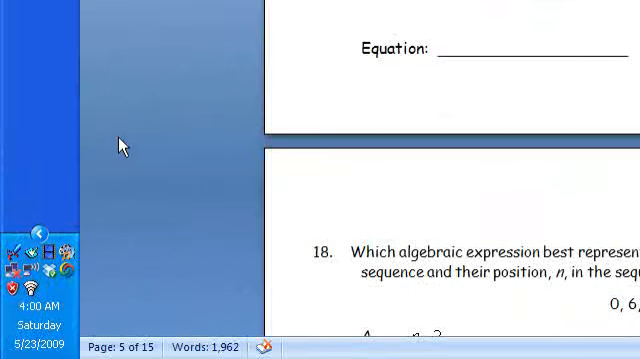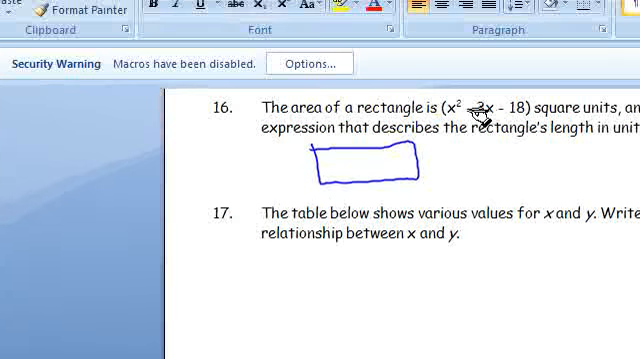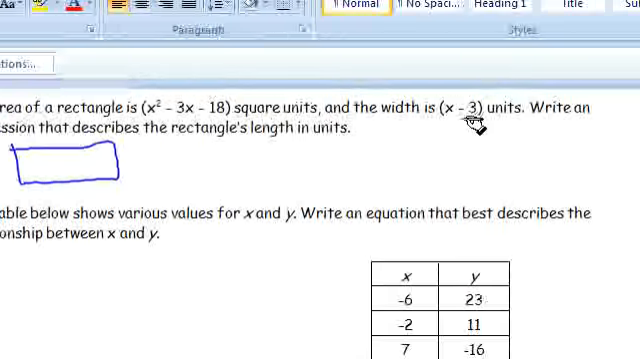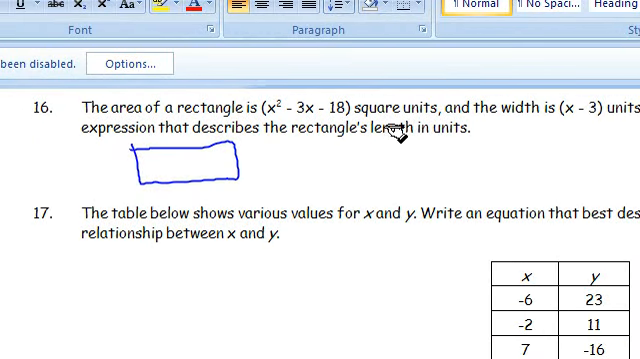Alright, area. Area of a rectangle. Let's see here, x squared minus 3x minus 18 square units. We know the width is x minus 3 units. Write an expression that describes the rectangle's length in units.